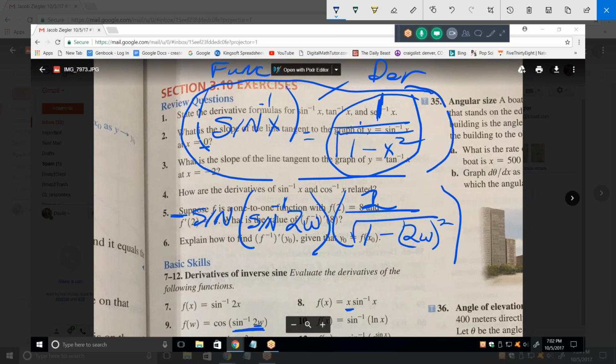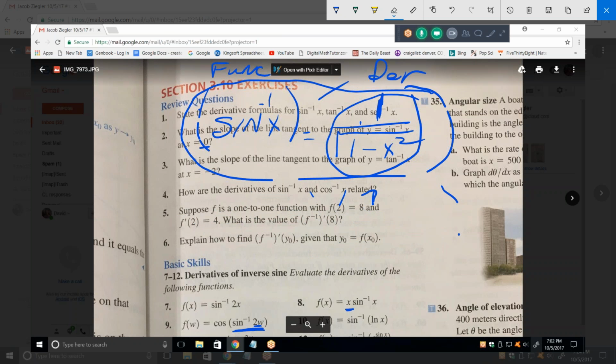Okay, let's look at number 10. So first off, you do the outside, so it's 1. On number 10, there's only one inside, and it's natural log of x. In other words, what I really have here.